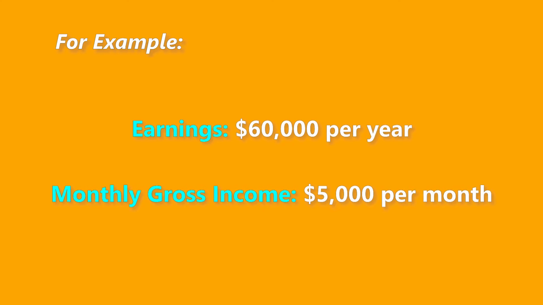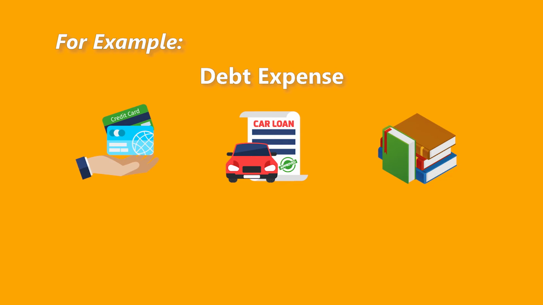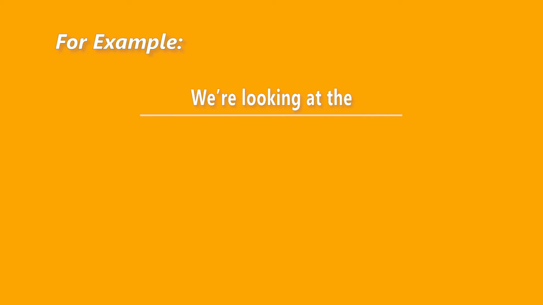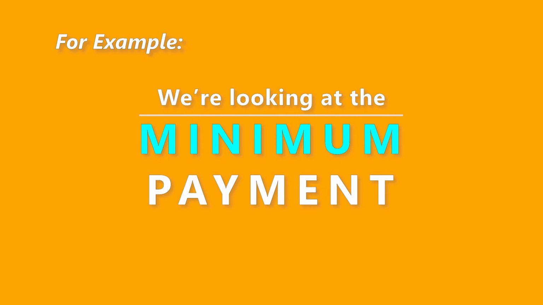Okay, now for your debt expense, we're going to assume that you have a credit card bill, an auto loan, and a student loan, and the three added together is $1,000 per month. Remember, we are only looking at debt, not expenses, and we're looking at the minimum payment, not anything extra that you pay.